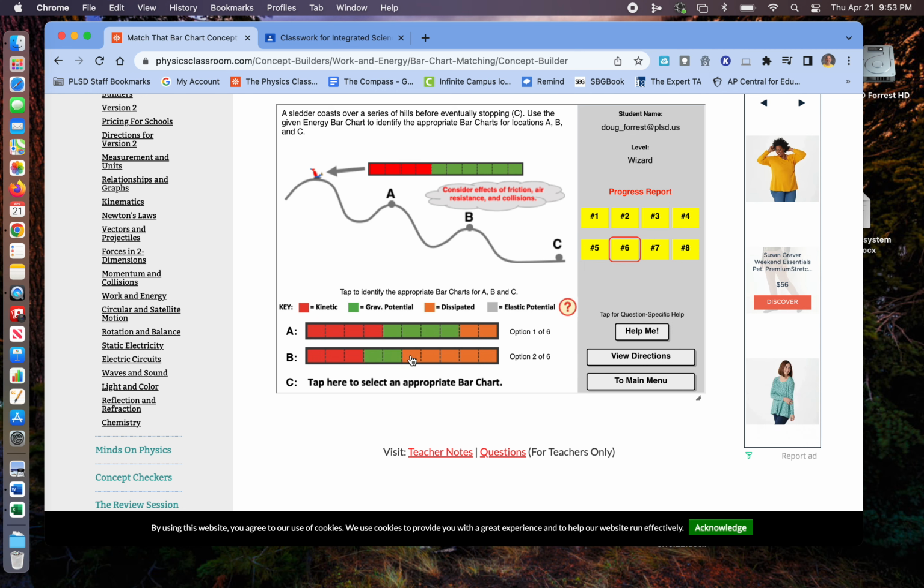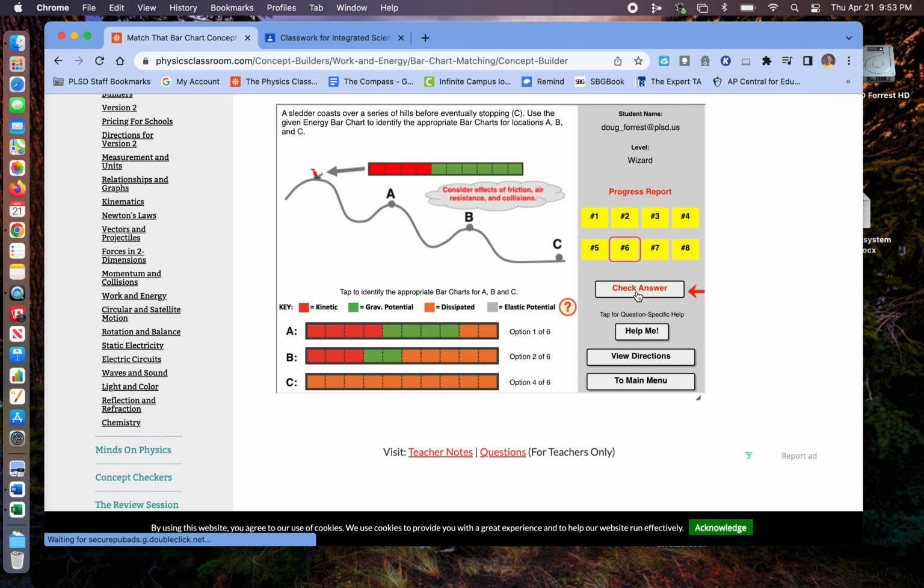So I'm going to go back to this one. So that makes sense. At the end here, it said it stopped. It had no potential energy, so I'm thinking there should be one that's all orange. So I think that's going to be it.